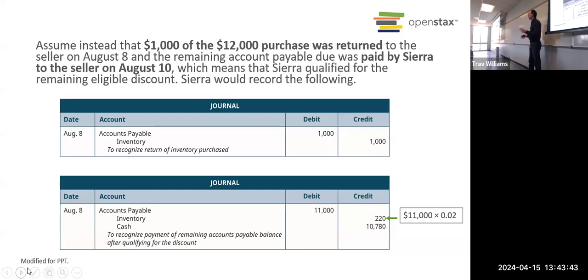Not quite cash back, but they owe less, right? Because they haven't made a payment yet, so there's no cash to be returned. If they had paid cash and then returned the item, then they would get cash back. In this case, they haven't paid.